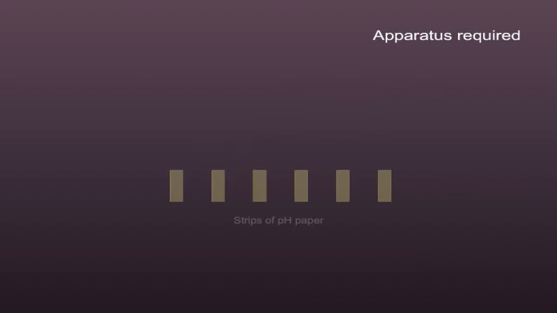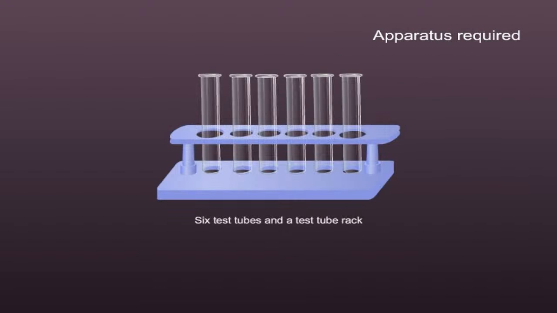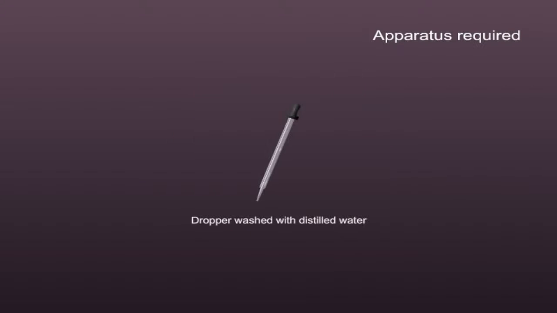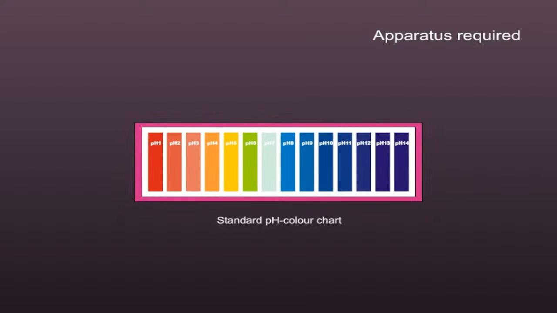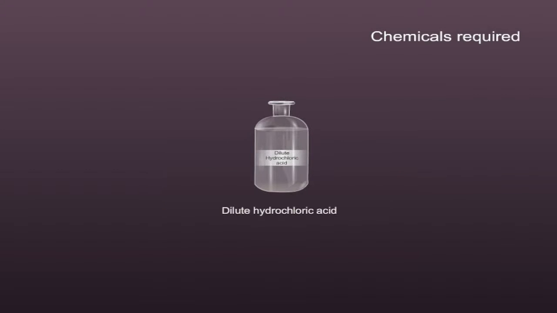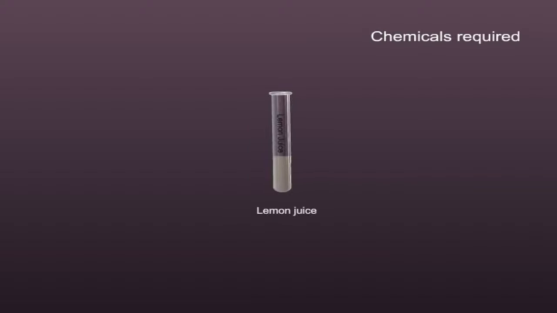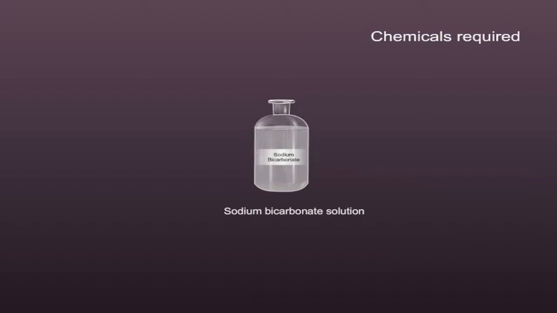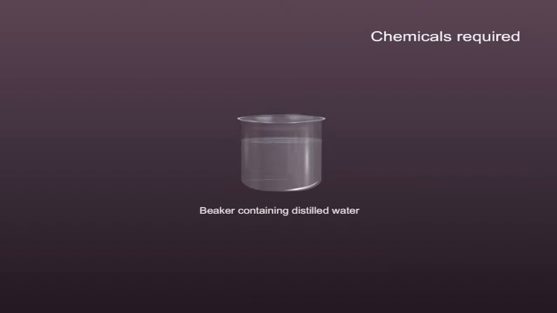Apparatus required: strips of pH paper, 6 test tubes and a test tube rack, a dropper washed with distilled water, a standard pH color chart, a glazed tile. Chemicals required: dilute hydrochloric acid, sodium hydroxide solution, dilute ethanoic acid, lemon juice, sodium bicarbonate solution, and a beaker containing distilled water.